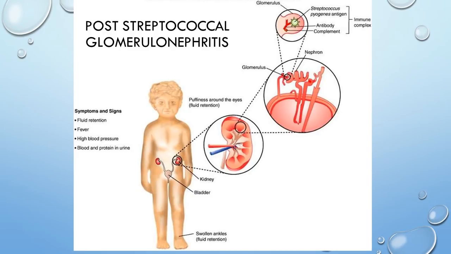And here we can see a picture showing the signs and symptoms, that edema, fever, the hypertension, blood and protein in their urine, and then we can see why it is happening. So typically those immune complexes from the strep pyogenes and the antibody complement that are affecting the glomerulus.